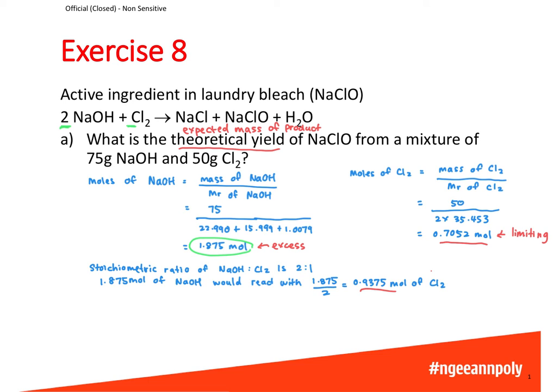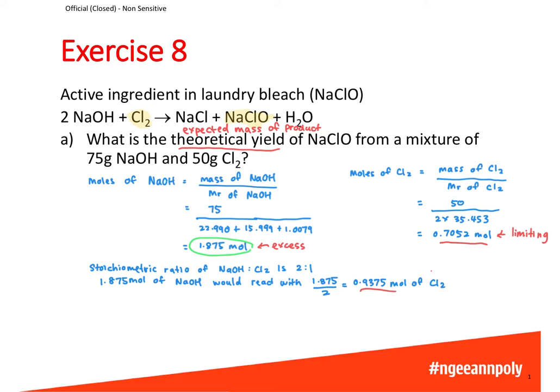So why did we need to find out this information of which is the limiting reactant? We actually need this information for the next step, which is to calculate the theoretical yield of NaClO. Remember that the amount of product formed is always dependent on the amount of limiting reactant present. So now let's take a look at the stoichiometric ratio between the limiting reactant Cl2 and the product NaClO. From the chemical reaction, we see that 1 mole of Cl2, the limiting reactant, gives rise to 1 mole of NaClO. So the stoichiometric ratio is 1:1.